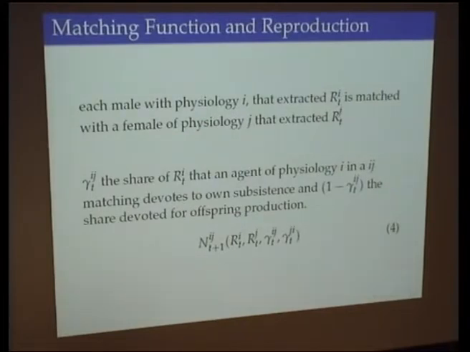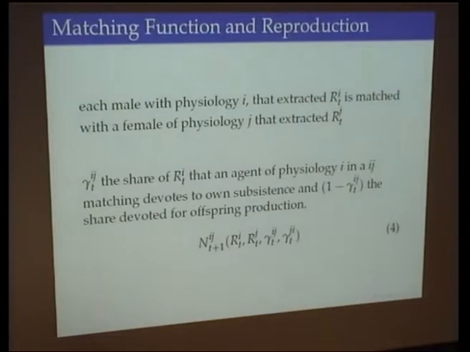In particular, each agent selects, depending on the matching he is inside, the amount of resources to take for his own survival and how much to invest for offspring care. And thus, we set up a function saying that the number of offspring of a given matching actually depends on the resources that each agent extracts and on the decision, the shares that each agent takes of resources for himself and for offspring.